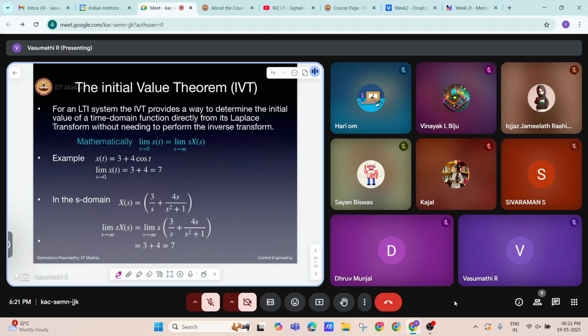The initial value theorem is a way to determine the initial value of the time domain function directly from its Laplace transform without needing to perform the inverse Laplace transform. Only with the Laplace transform can we say what the initial value will be when it is applied on a time domain signal. That is the one tool, the initial value theorem, that you can use.